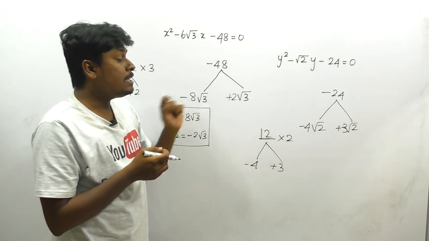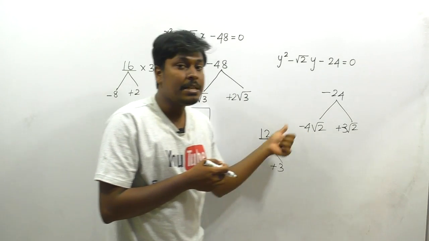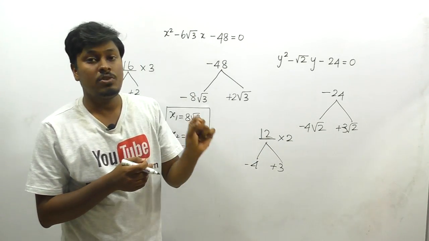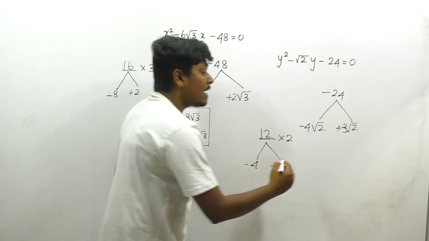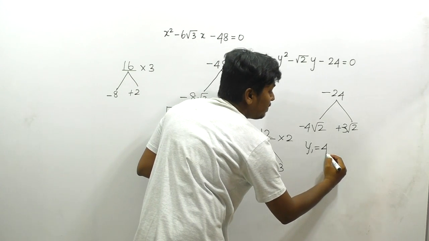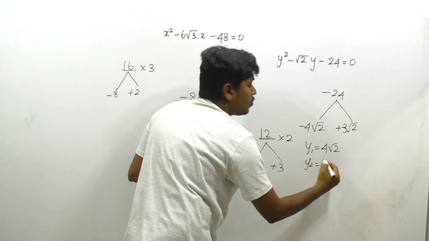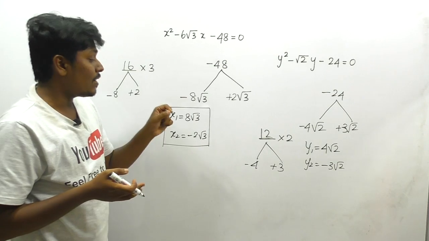If I multiply both the numbers, friends, listen carefully: minus 4 plus 3 multiplied gives minus 12, root 2 into root 2 is 2, so minus 12 into 2, the result will be minus 24. But while writing the factors, you should be sure that here it is minus 4 root 2, but while writing it is plus 4 root 2. Similarly, here y2 is plus 3 root 2, but while writing it is minus 3 root 2.